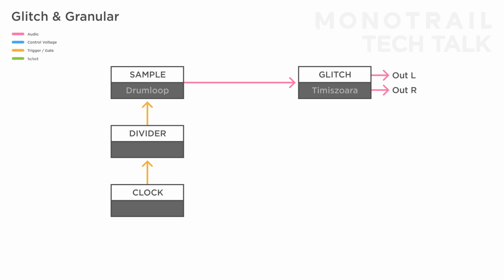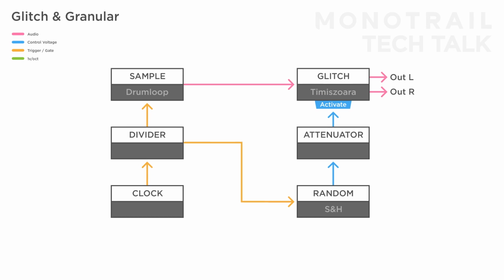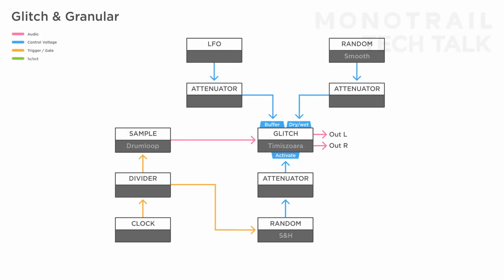of a clock. A faster division is triggering a new sample and hold value on an LFO, and that signal is used to occasionally turn on the glitch effect. On top of that, a sine wave LFO is modulating the buffer or glitch speed, and a smooth random voltage is modulating the dry-wet mix, both attenuated of course.